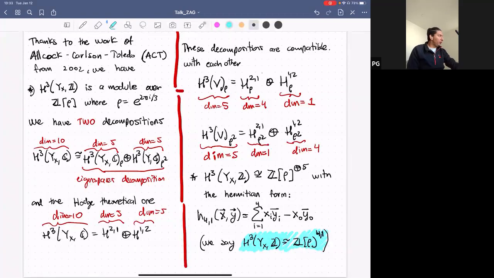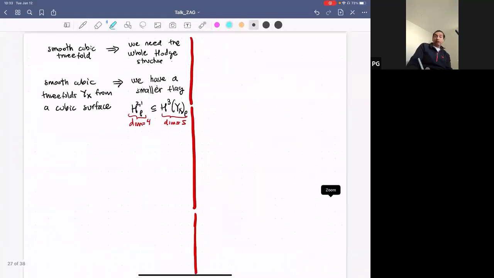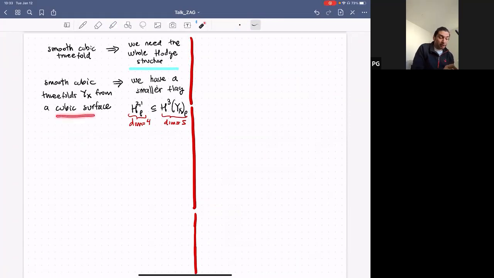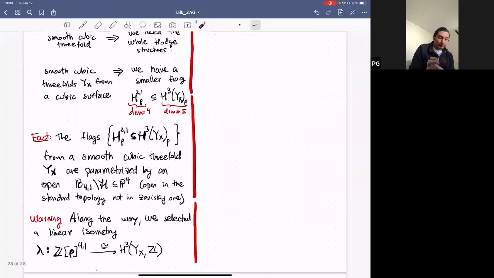So why do we want to do this? Because to recover a smooth cubic threefold, you need the whole Hodge structure. However, we just learned from the work of Allcock and Toledo that if you have a smooth cubic threefold coming from a cubic surface, in that particular case you have a smaller flag, this four-dimensional space inside this five-dimensional space. And these flags are parameterized by an open subset in P4. I will call it B41. This is the notation, it's an open.